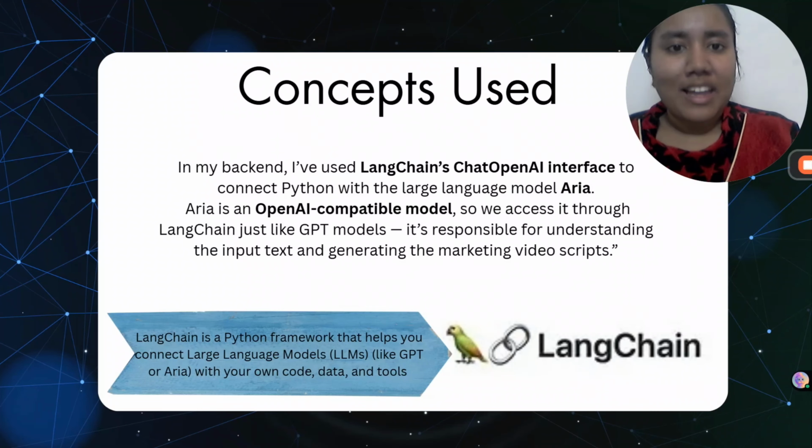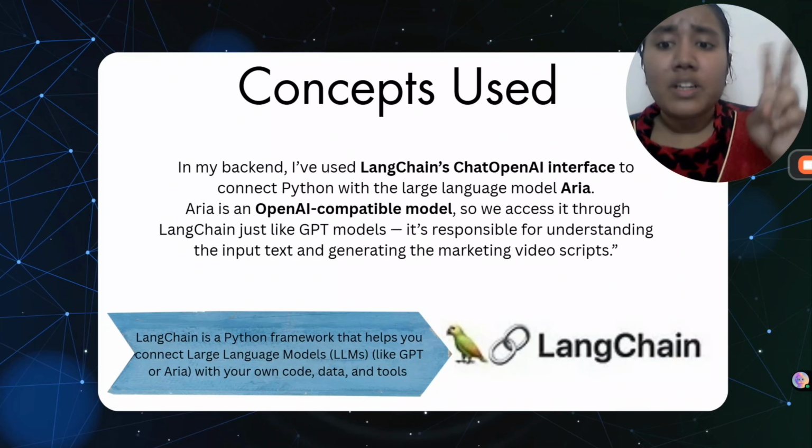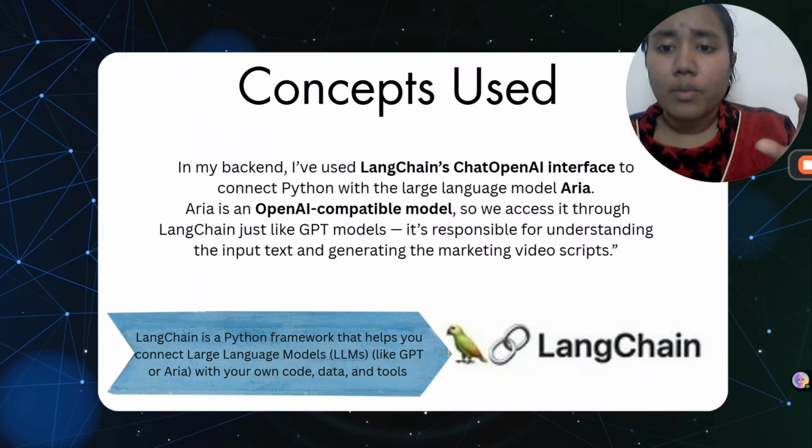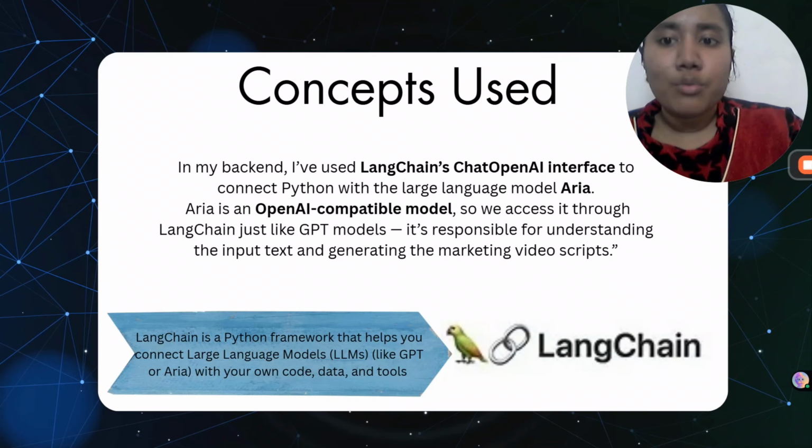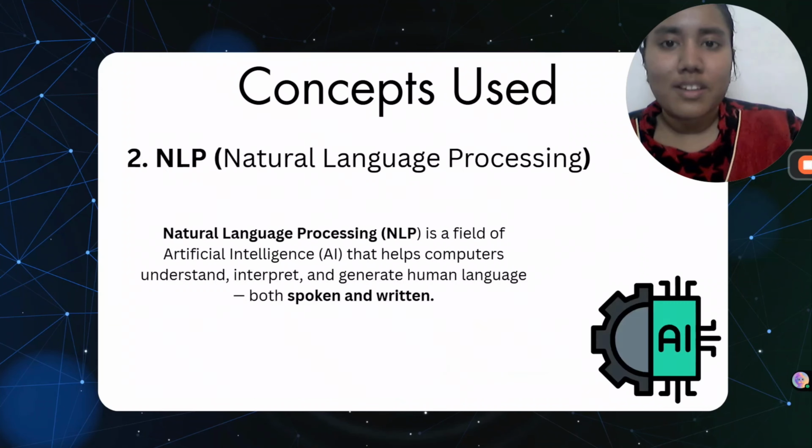In my backend, I have used LangChain's ChatOpenAI interface to connect Python with the large language model. What is LangChain? First, see this. LangChain is a Python framework that helps you connect LLMs like ChatGPT with your own code. So it's a connector. The model is OpenAI compatible, so we access it through LangChain just like GPT models. It's responsible for understanding the input text and generating marketing video scripts.